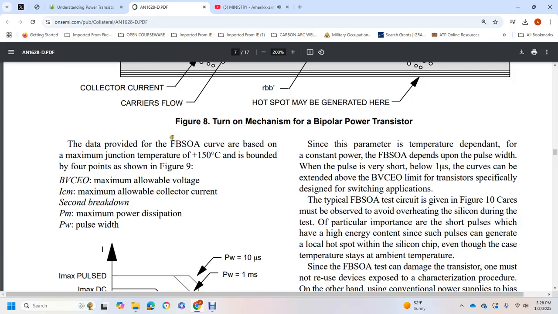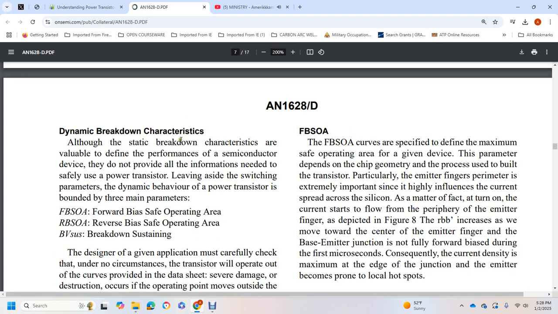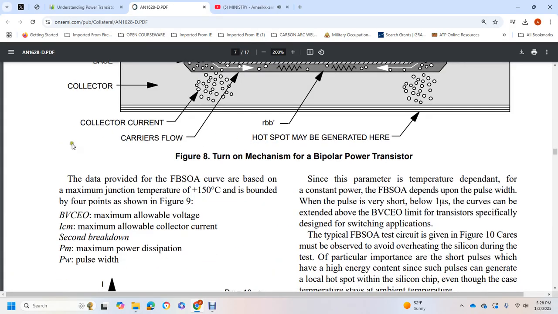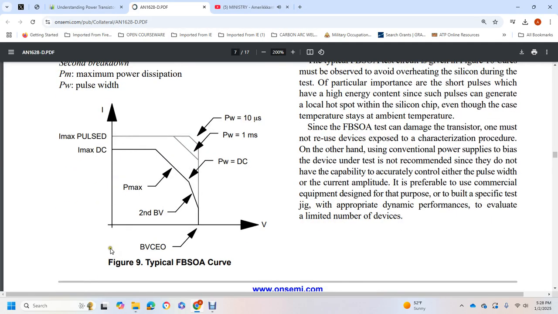The data of the forward bias safe area curve is based on a maximum junction temperature of 150 degrees Celsius and is bound by the four points shown: BVCEO, the maximum allowable voltage; ICM, the maximum allowable collector current; second breakdown; and maximum power dissipation for the pulse width. Typical FBSOA.